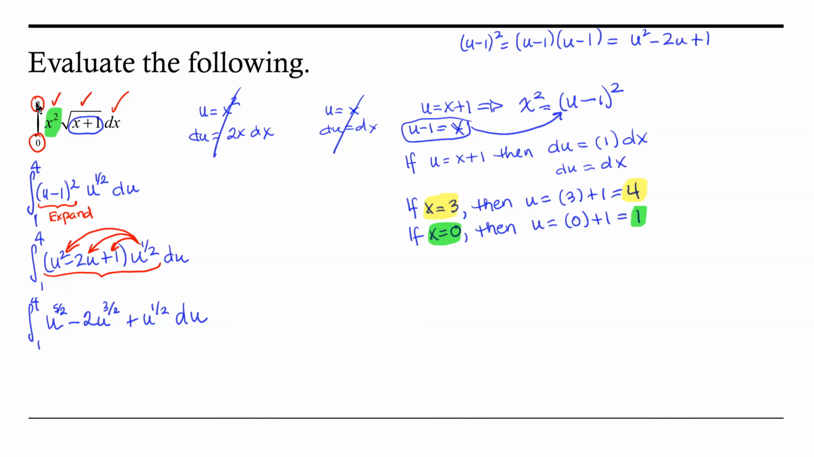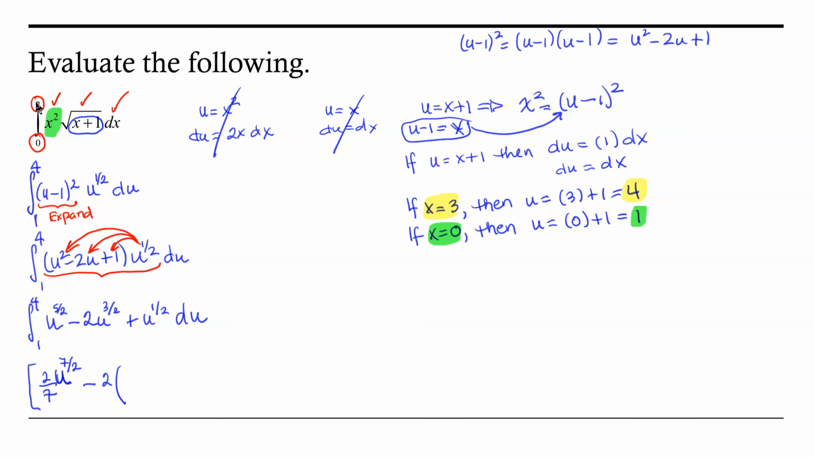Now, this is in a sum, and we have a bunch of powers, exponents to a variable u. These exponents are constant. We can use the general power rule to help us find that antiderivative. So, I have u to the 5/2, so my antiderivative is going to be u to the 5/2 plus 1. 5/2 plus 1 is 7/2. And so I'm going to multiply by 2/7 for my antiderivative minus 2 times u to the 3/2.